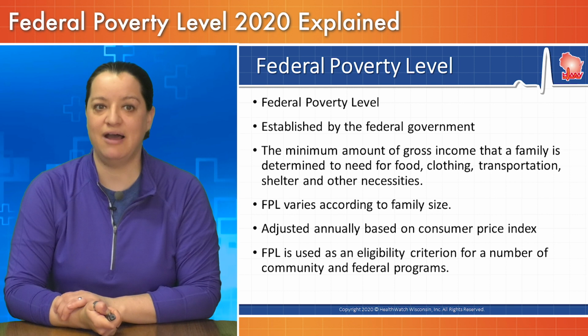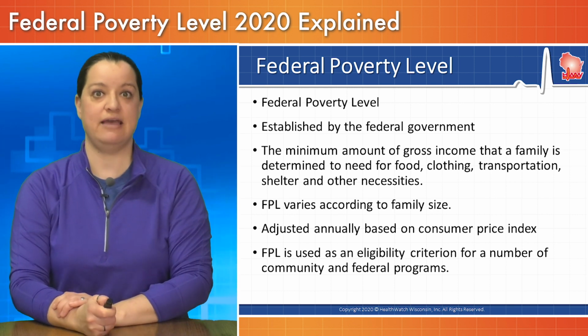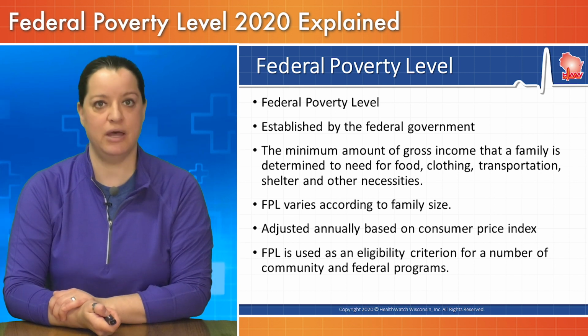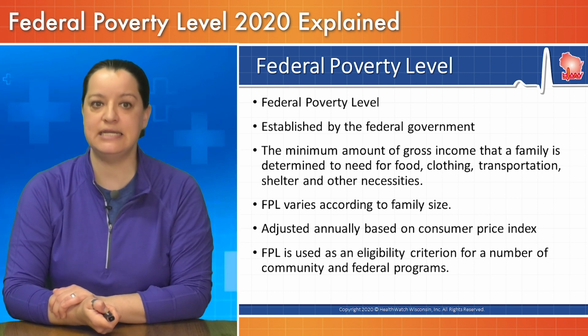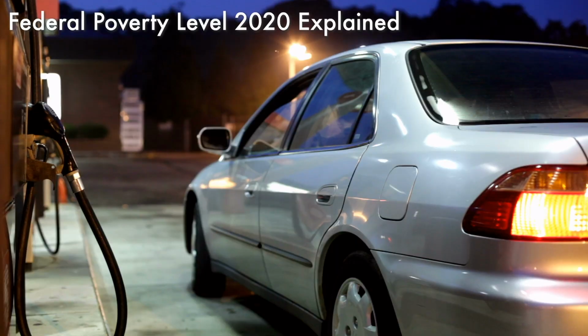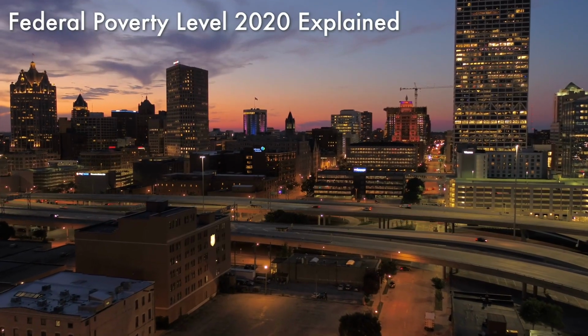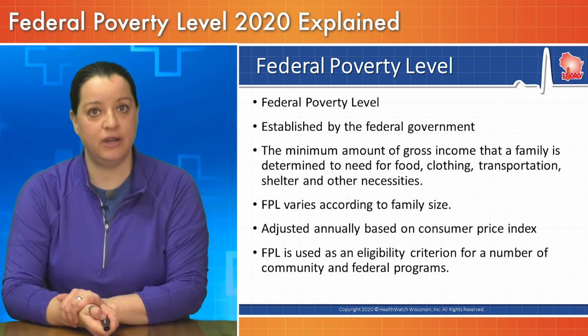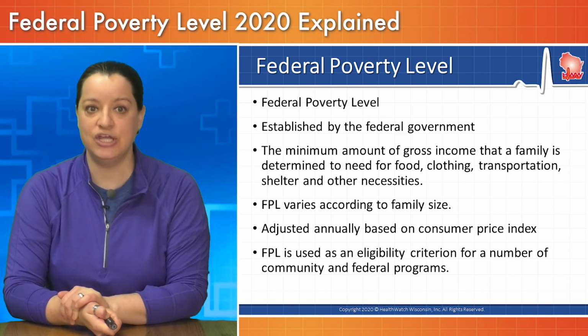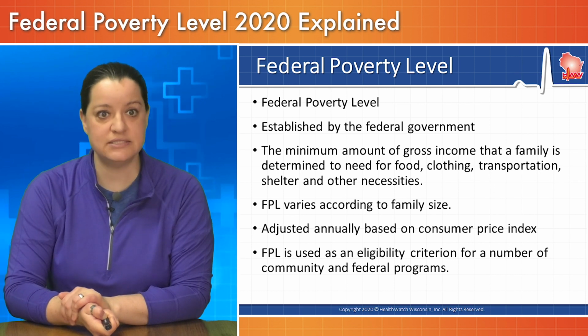Now, the federal poverty level, sometimes abbreviated as FPL, is established by the federal government as the minimum amount of gross income a family needs for basic survival: food, clothing, transportation, shelter, and other necessities. It does vary according to one's family size, and it is adjusted annually based on the Consumer Price Index.